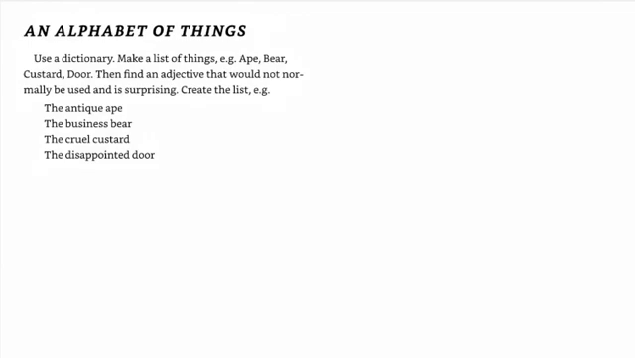I started off using words like dog, which was a good, easy word to use, but dogs can do an awful lot of things, and it was actually quite hard to find something that didn't fit, that sounded silly and out of the ordinary, and that's what we're after. So, if we look at Pie Corbett's examples, he's made a list of words. He's used ape, bear, custard, and door. Those are his nouns.